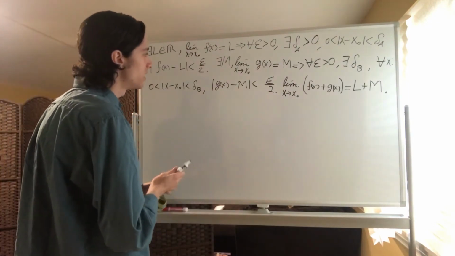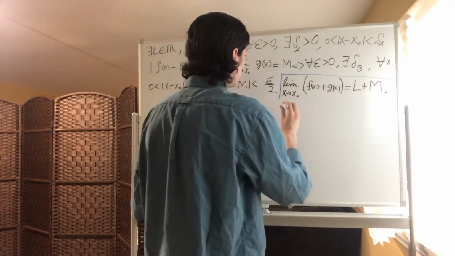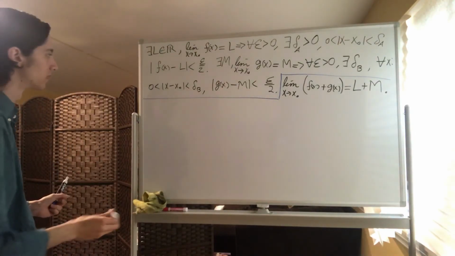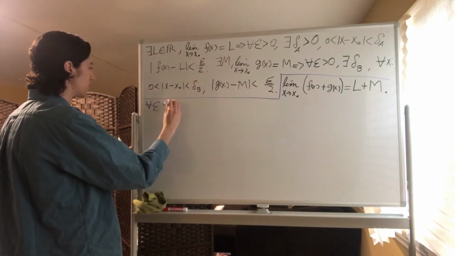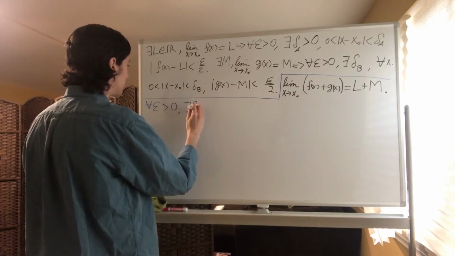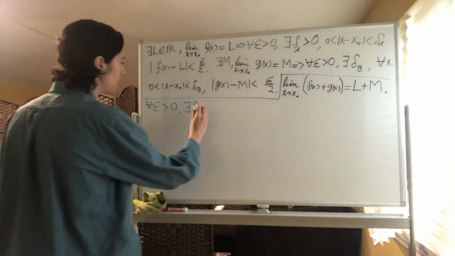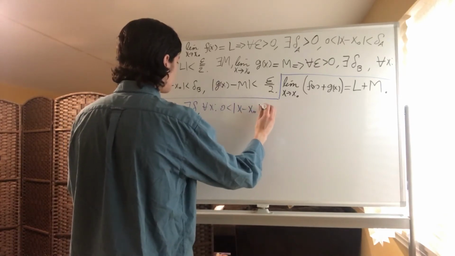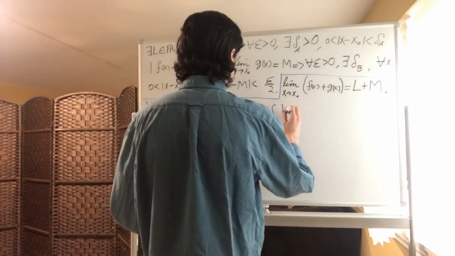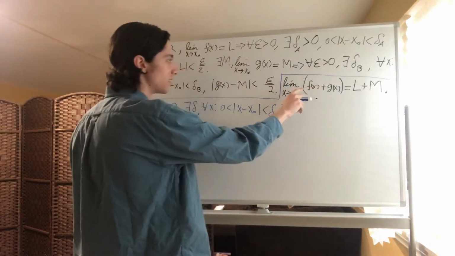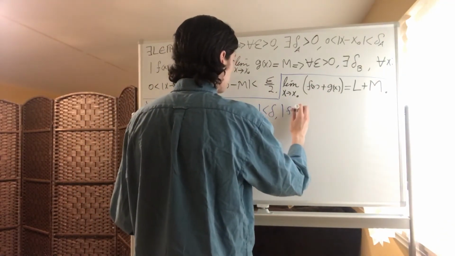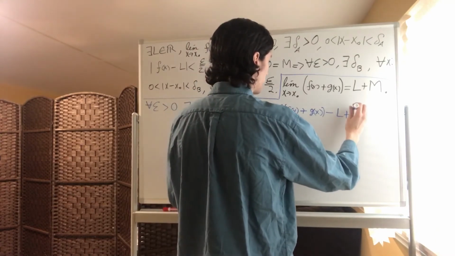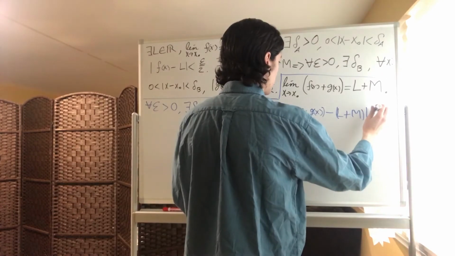So, if we're trying to prove this fact, I'll box that off in blue, because we haven't proven it yet, what we're trying to show would be this, that for all epsilon greater than 0, there exists a delta, and we'll have to find this delta, such that for all x, whenever x is within delta of x naught, our function, which in this case is this sum, f of x plus g of x minus the limit, which is L plus M, is less than epsilon.